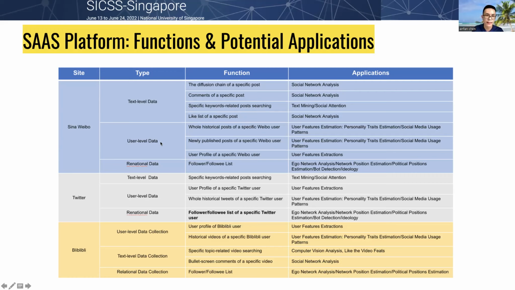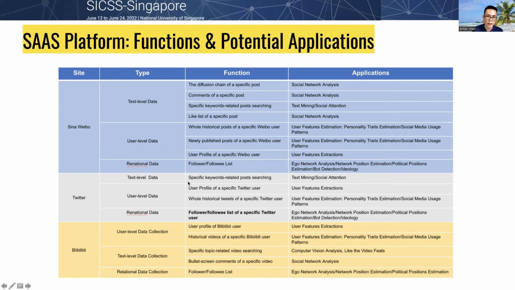For user level data, you can get all the historic posts of a specific social media user, and you can get the newly published posts of a specific Weibo user in a selected period. You can also scrape the user profile for a specific user on Weibo, and you can even get the follower and followee lists, the followee network for a specific user.